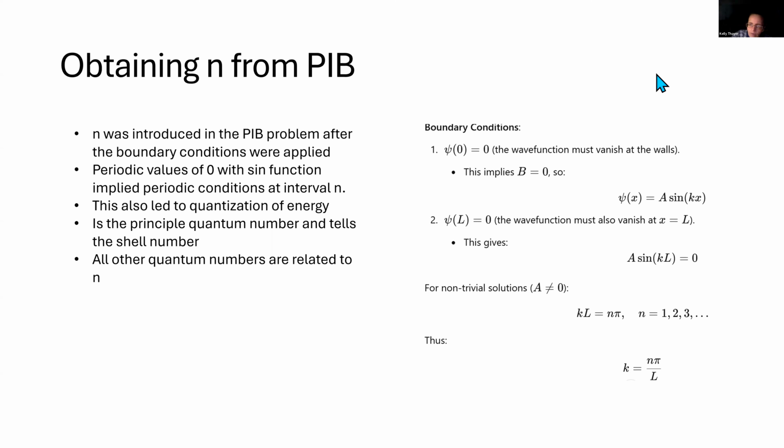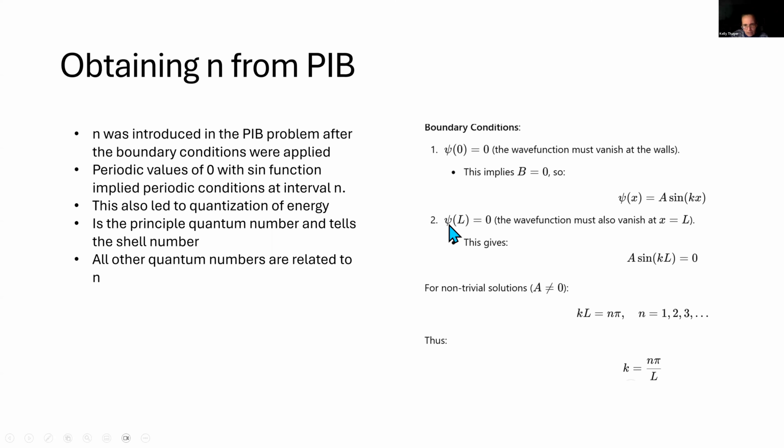So remember, here are the boundary conditions. Psi of 0 equals 0 was one of the boundaries that we had, and this implies that b is going to be equal to 0. So psi of x equals a sine kx. Then we solved this, and this is how we got n.